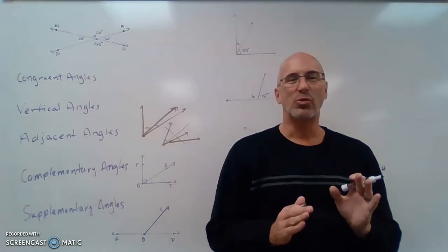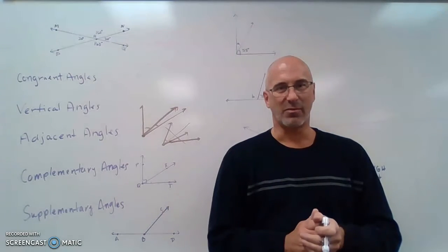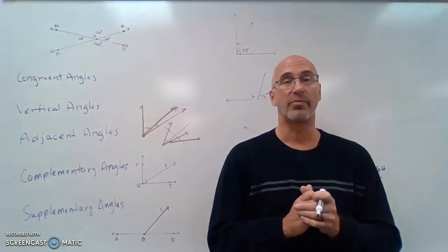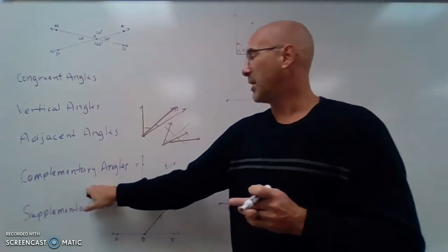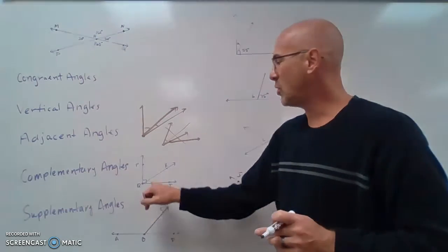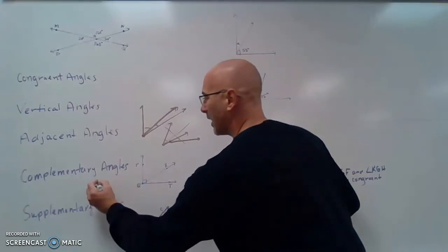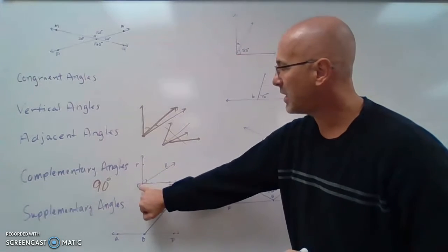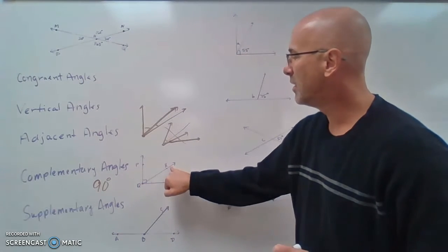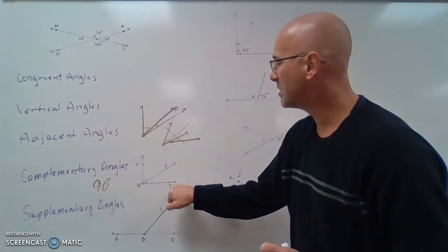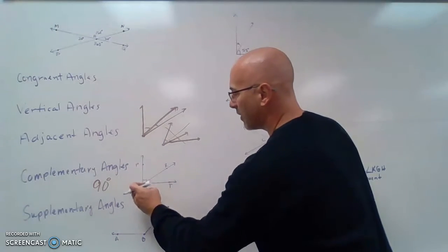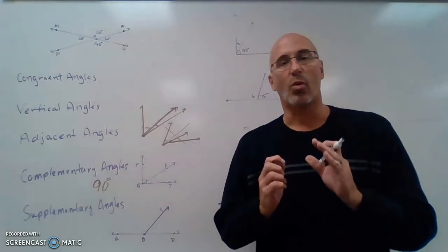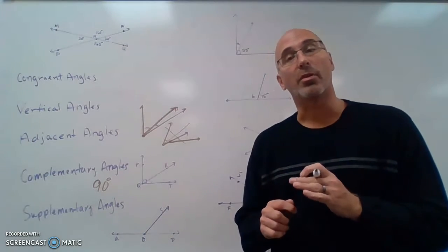Now we will look at two terms that many people get confused. We just have to commit these two to memory. Complementary angles is when two angles equal 90 degrees. So we can see here that we have angle PQR and angle RQT. And together they form a right angle. And a right angle is always 90 degrees. So we say they're complementary.